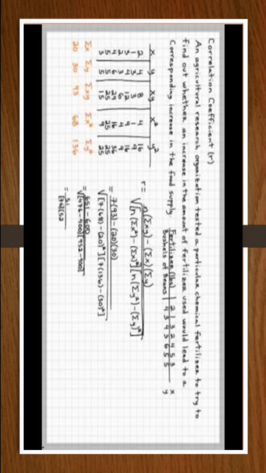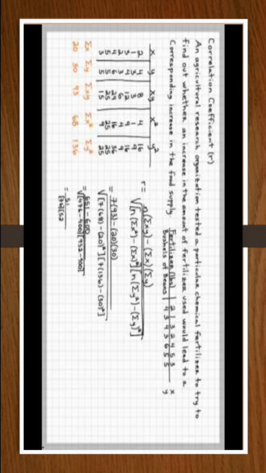Here we have an equation as well as an example which will give you brief knowledge of how it works. Firstly, the correlation coefficient is denoted by r, and we have a very important, very good example. An agriculture research organization tested a particular chemical fertilizer to find out whether an increase in the amount of fertilizer used will lead to a corresponding increase in food supply.